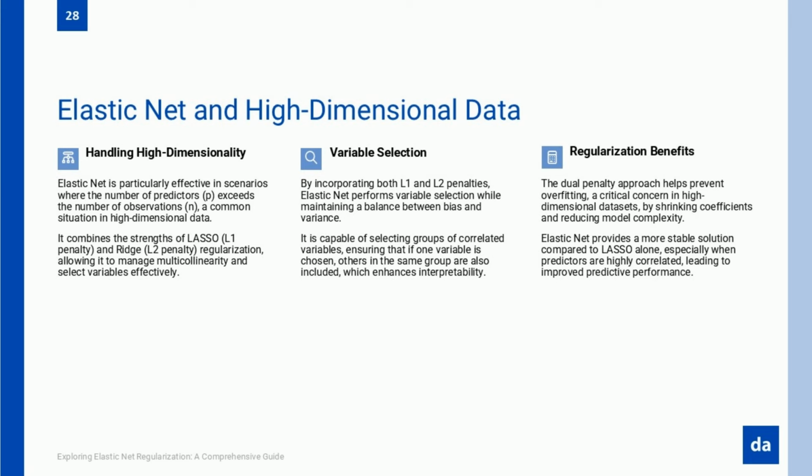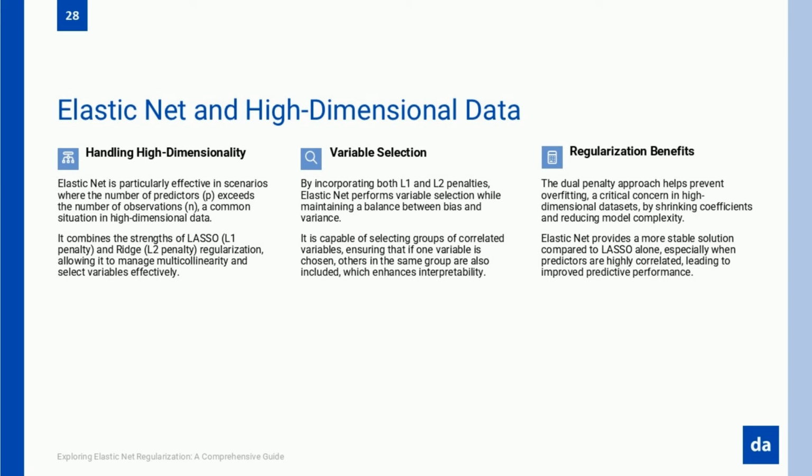One major advantage of ElasticNet in high-dimensional settings is grouped feature selection. Unlike Lasso, which arbitrarily selects one variable from a set of correlated predictors and discards the rest, ElasticNet ensures that related features are kept together. This is particularly important in fields like genomics, where multiple genes may contribute to a disease, or in finance, where multiple economic indicators move together.